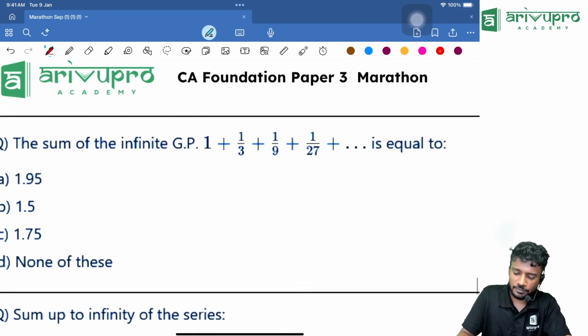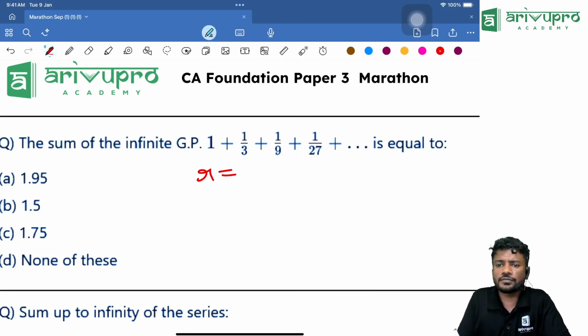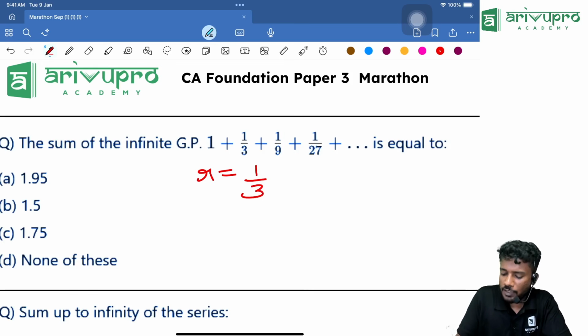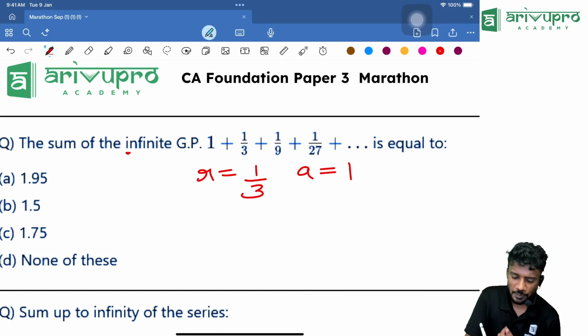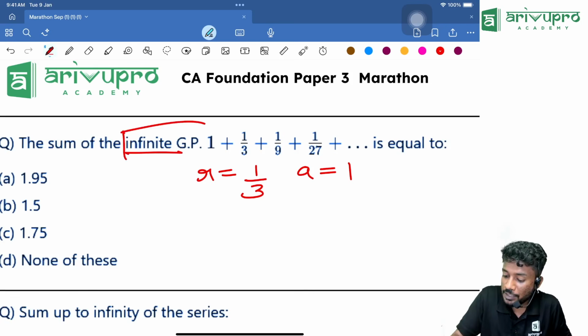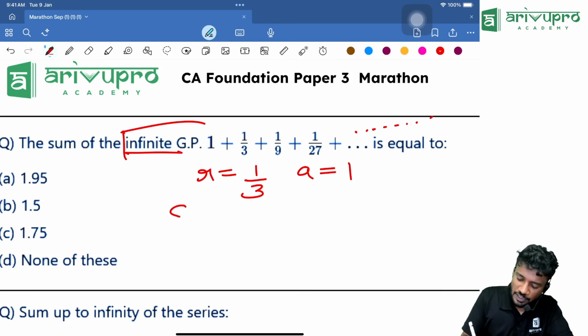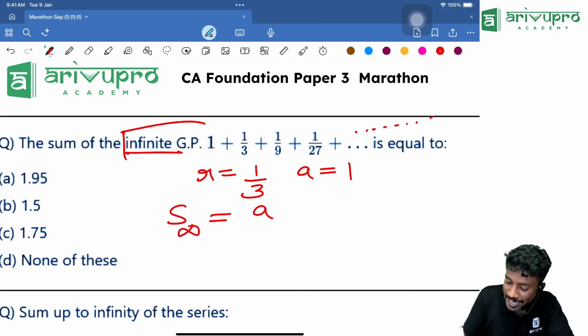Now tell me. Here R is how much? Common ratio is how much? 1 by 3. Then first term is how much? 1. Is it going to infinity? Yes, it is mentioned infinite GP. So it's fine. Otherwise, sometimes it will not be mentioned, but they will show dot dot dot. That means it is going towards infinity. So S infinity is what? A divided by 1 minus R.